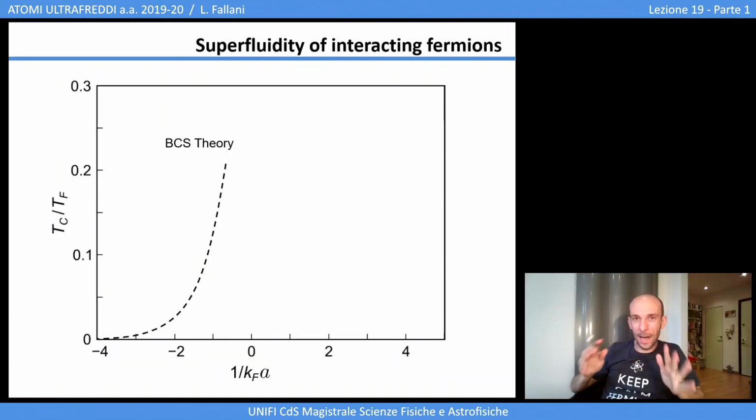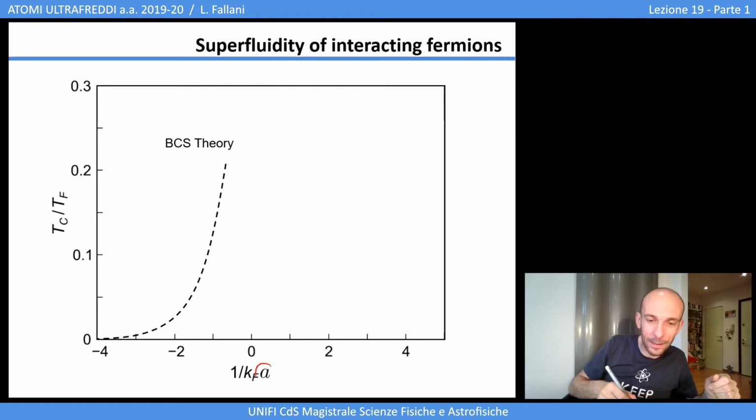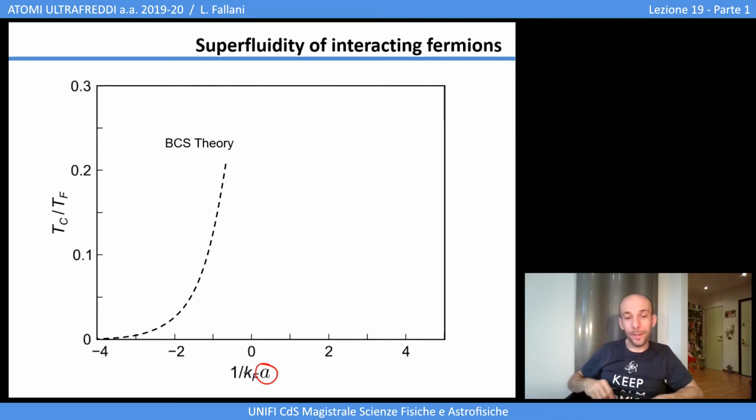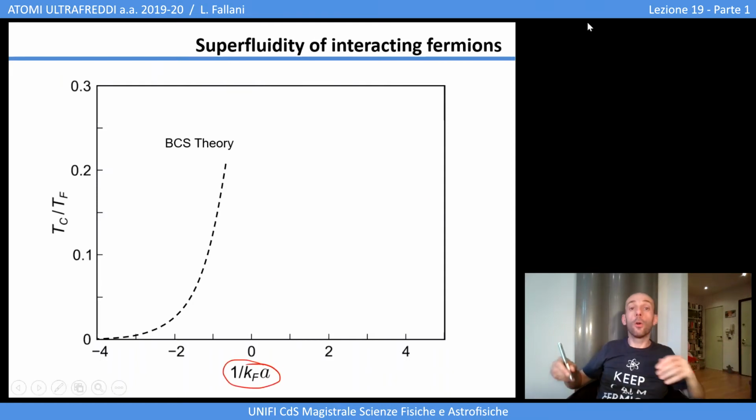So fermionic superfluidity is harder to observe, and this is very well explained by the BCS theory. I don't have the time to review that. You will do that in the course Gas Quantistici if you are interested. And what you see here is the critical temperature from the BCS theory plotted as a function of the scattering length between the particles. The relevant parameter here is 1 over kFa, where kF is the Fermi momentum.